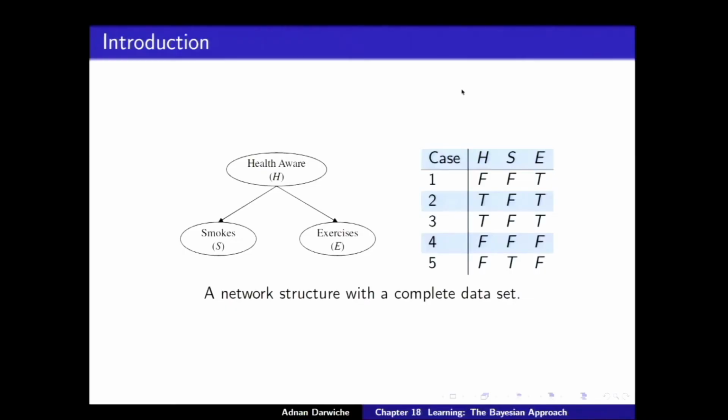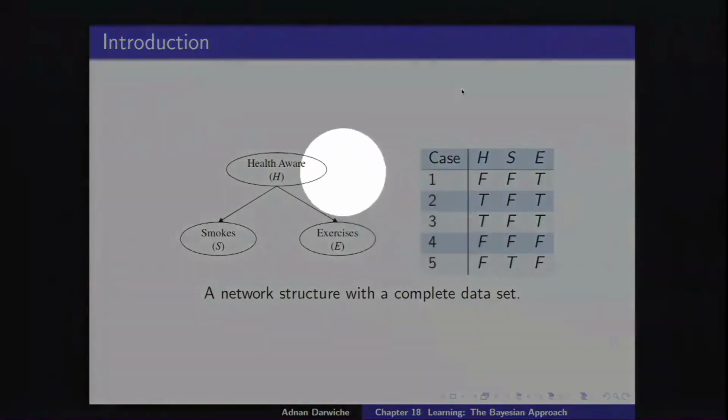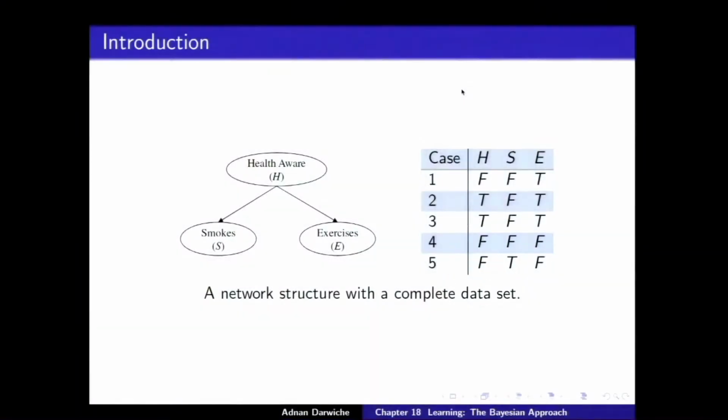All right, so let's first get a sense of what we mean by prior knowledge, which is this additional type of knowledge that we will invoke beyond data when we're doing learning. And this is our recurring example from last time. We have this network structure, a variable representing whether an individual is health aware or not, and this is whether they smoke or not, and whether they exercise. And we have this particular data set that contains 5 cases or 5 examples, right? And this is a complete data set, right? So 3 variables, and in every example, we know the value of every variable.